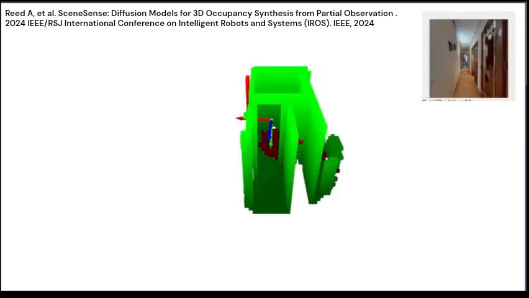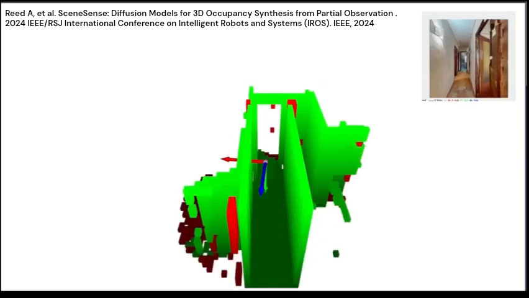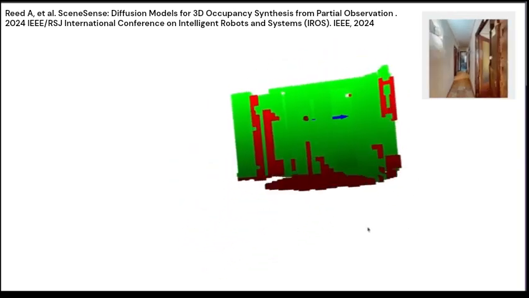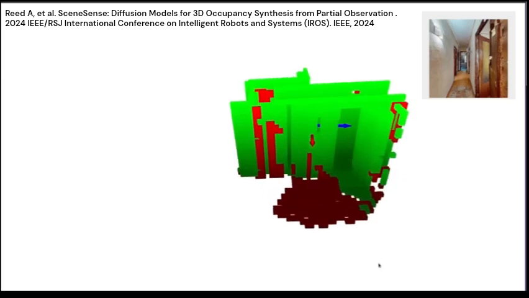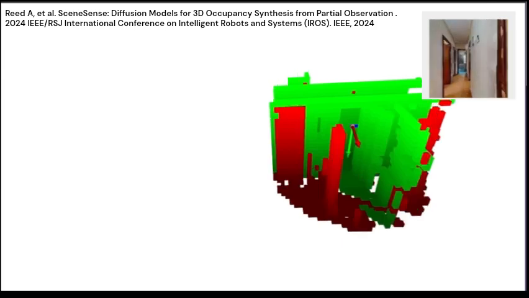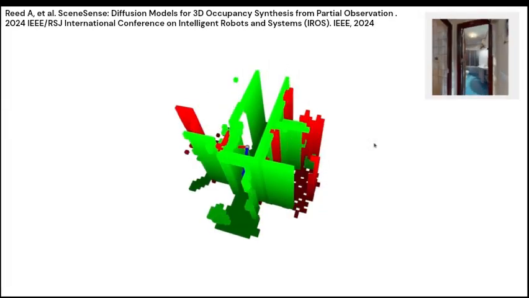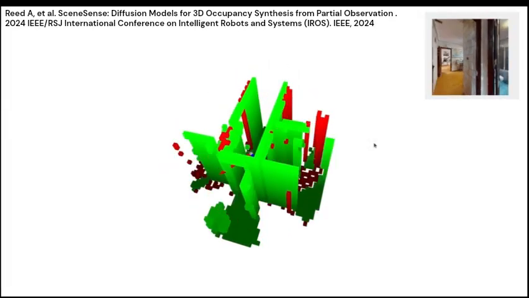To address this inference problem, in March of 2024, we created a diffusion-based occupancy synthesis framework, SceneSense. SceneSense seeks to generate complete, realistic occupancy maps from partial observation using a method we call occupancy inpainting. Occupancy inpainting enforces that observed occupancy is maintained while unknown space is allowed to be predicted as occupied or not.